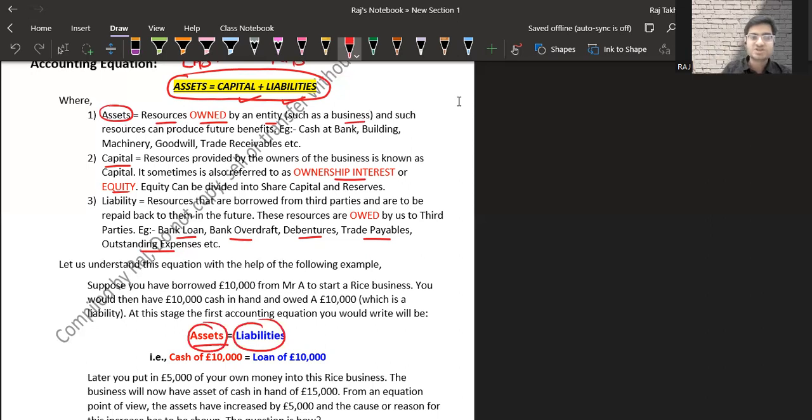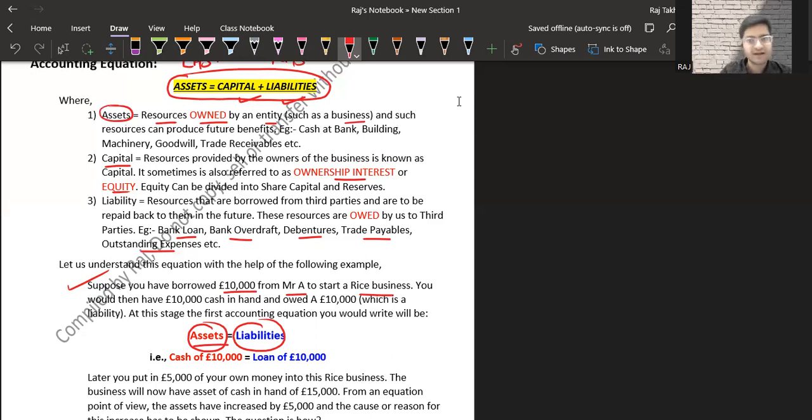Okay, so initially let us take an example of Mr. A. Mr. A wants to start a rice grain business. He wants to plant rice, grow rice, harvest that rice, and sell the produce in the market. So Mr. A started a business with 10,000 pounds. Let us assume that Mr. A has borrowed this money from the bank.